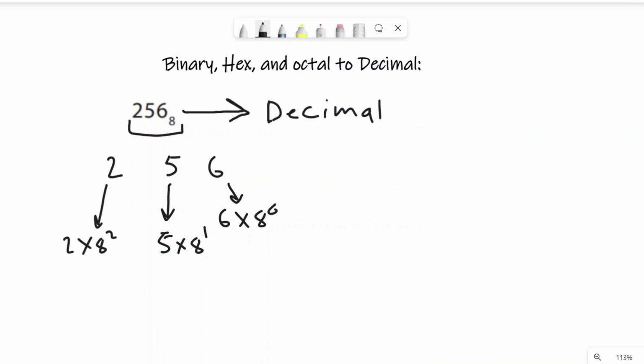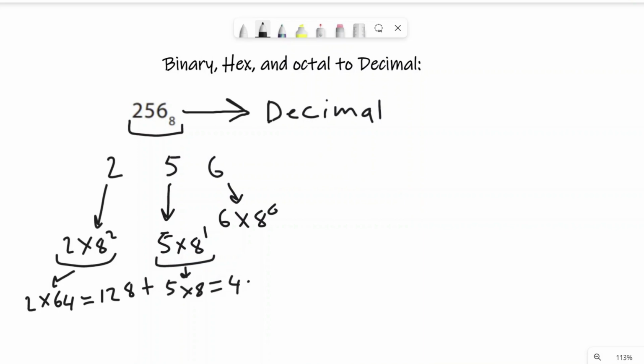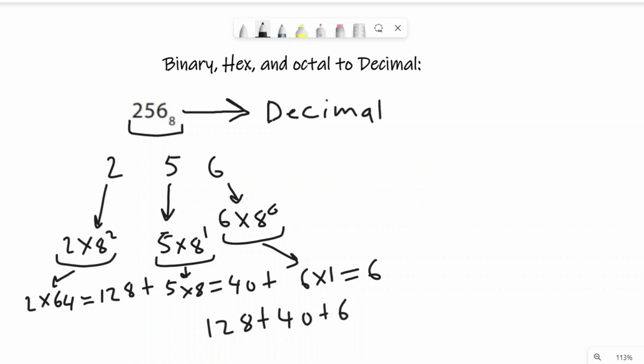And now you just have to add these three numbers together after you calculate their value, and that would be your decimal value. So 2 times 8 to the power of 2 equals 2 times 64, which is 128. That would be added to 5 times 8 to the power of 1, which is 5 times 8, which is 40. And that would be added to 6 times 8 to the power of 0, which is 6 times 1, which equals 6.